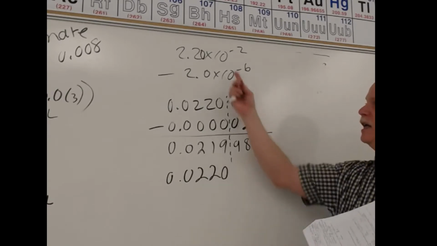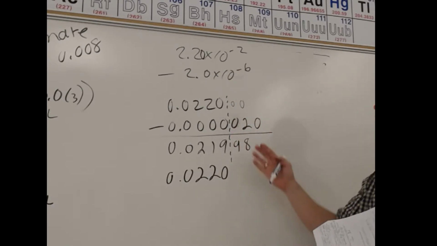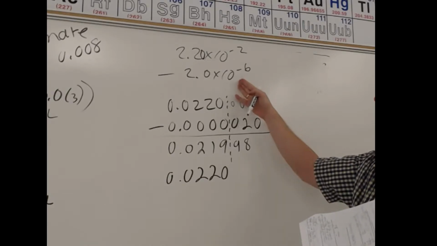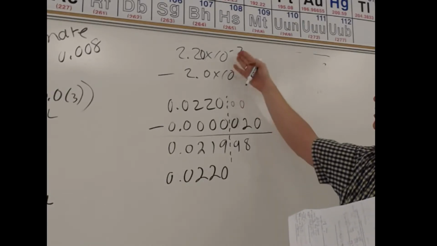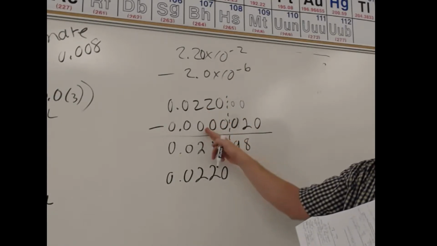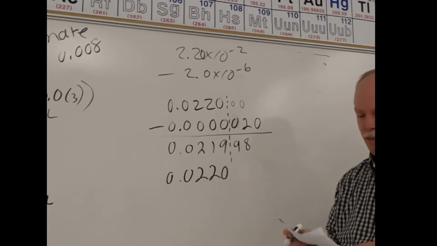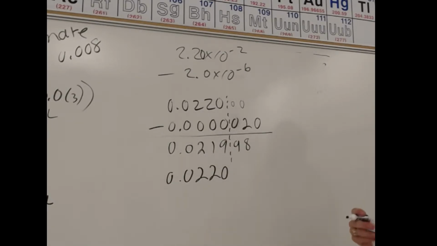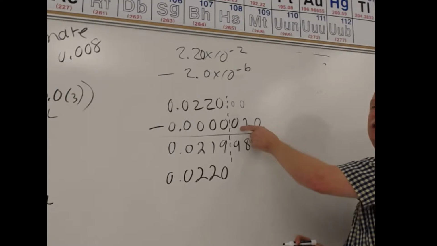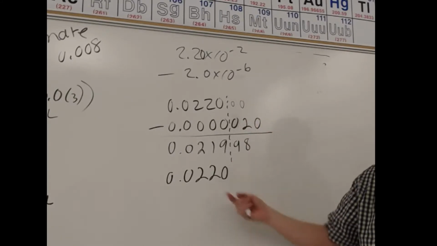And so the key is to get them in the same power of 10. We could have converted the 10 to the minus 6 to 10 to the minus 2, and so our decimal place would be here. We would have gotten the same result. And so it's a good question, though, because what we're doing is we're trying to subtract such a tiny number that we don't even miss it. And so it's as if we haven't subtracted anything.